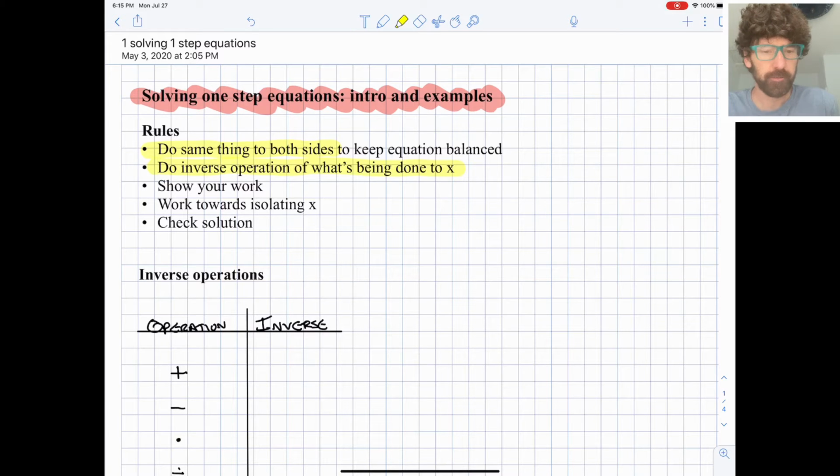And of course, we always want to show our work in math. That's super important. And our ultimate goal is to work towards isolating x. Let's get x by itself, and that'll tell us what x is equal to. And then, of course, at the end, we want to check our solution. And I'll show you a couple ways of doing that.